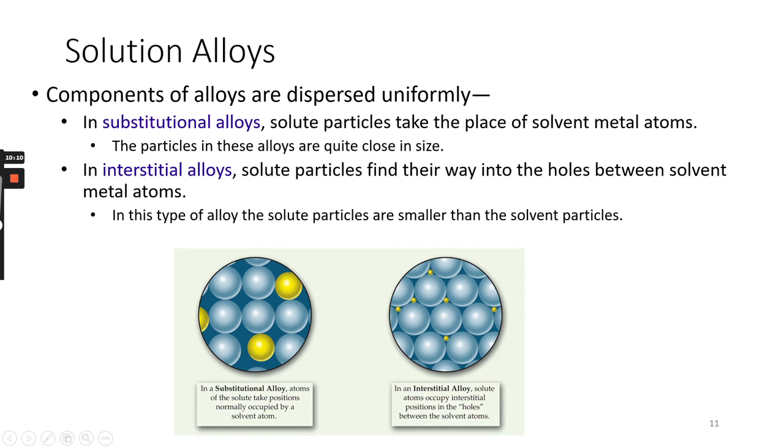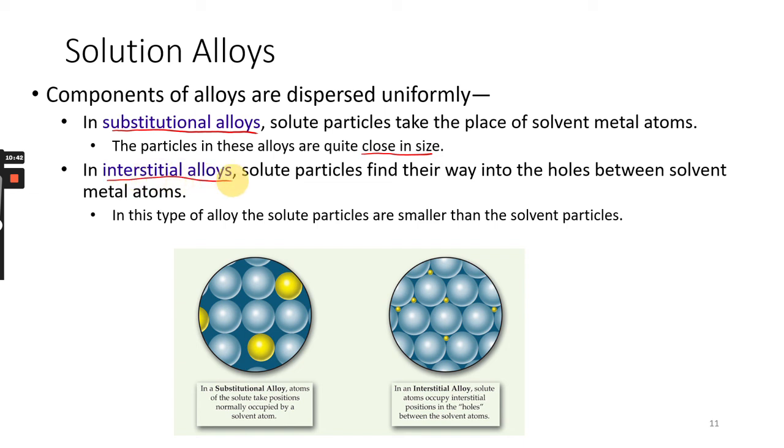So components of an alloy are dispersed uniformly. In a substitutional alloy, the solute particle takes the place of the solvent metal atom. So because they are considered solutions, you have a solvent and a solute, but both of them are solids in this case. Okay, in this particular case, both of them are close in size, similar in size. And here's a picture of it. See, the yellow one is your substitutional element that's taking the place of the blue one.